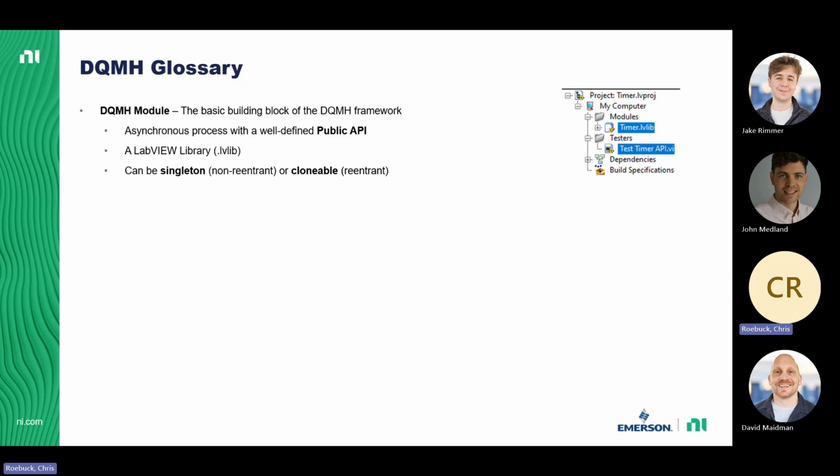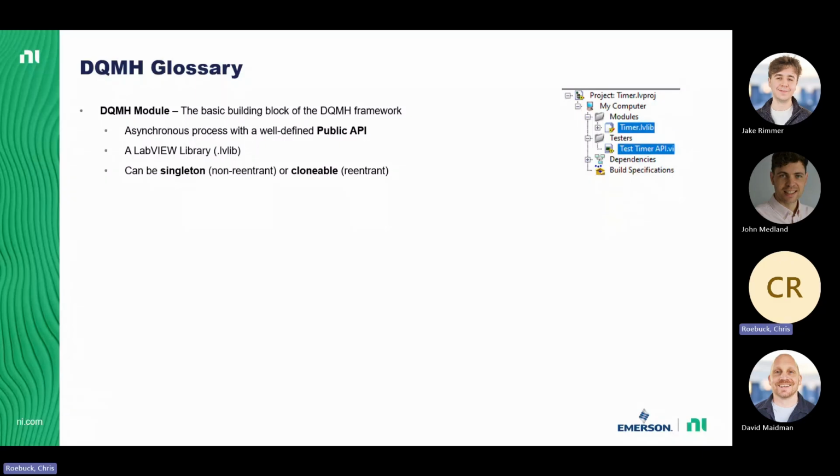If we look at that little screenshot on the right, we've got a module. That is our DQMH module, our actor, our process. Remember, I'm using those terms interchangeably. In this case, I've got a DQMH module called a timer. It's timer.lvlib. It's stored as a LabVIEW library.